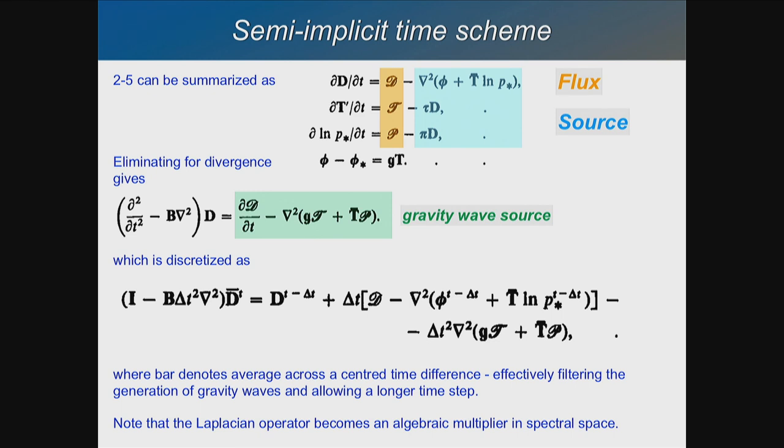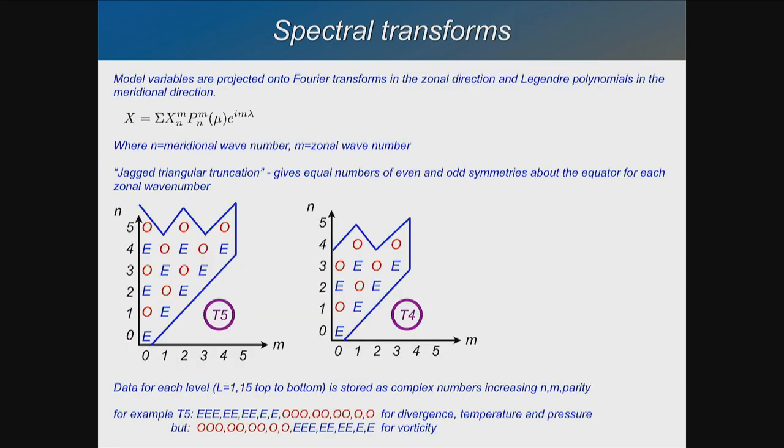That means that the time step has a kind of average between the present step and the future step to filter the gravity waves and allow a longer time step. But I'm going through this very quickly because it's not our main interest today. It's a spectral model. It is a triangular truncation.